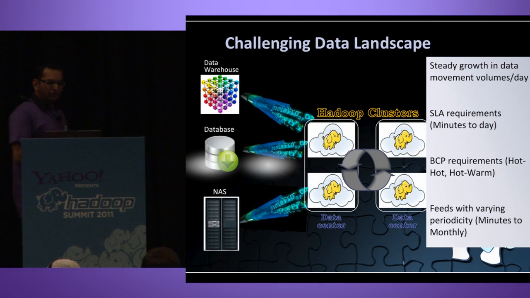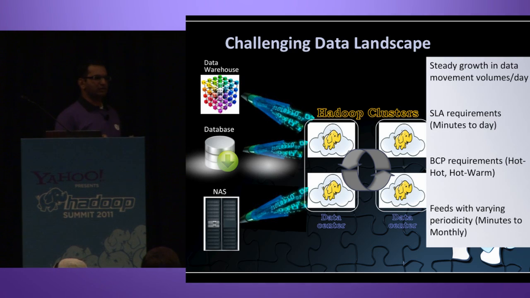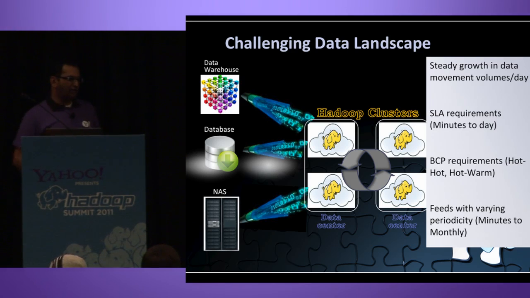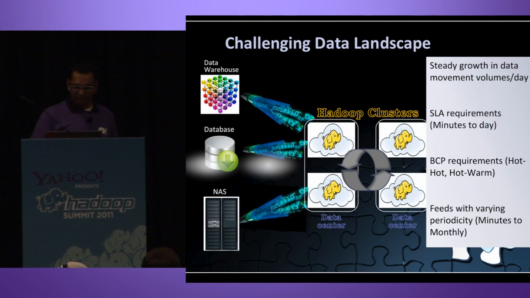The other one is feeds with varying periodicity. Every 5 minutes there could be feeds available which we need to ingest and have SLA guarantees. And there are some varying from daily, hourly, to weekly, to monthly data sets.